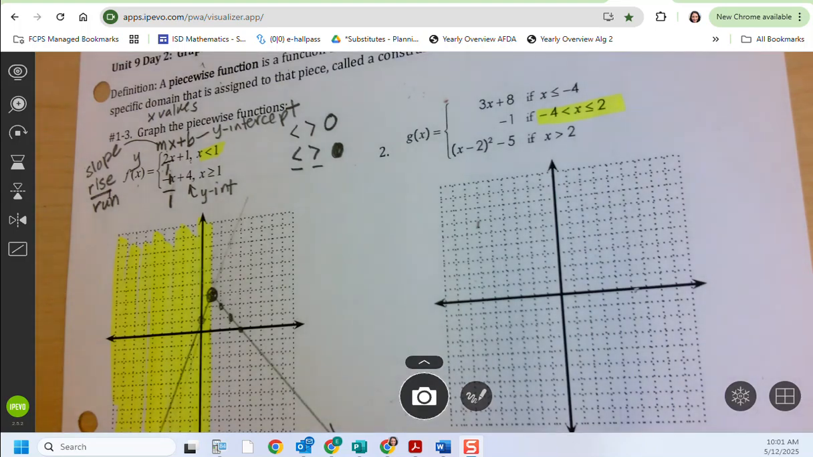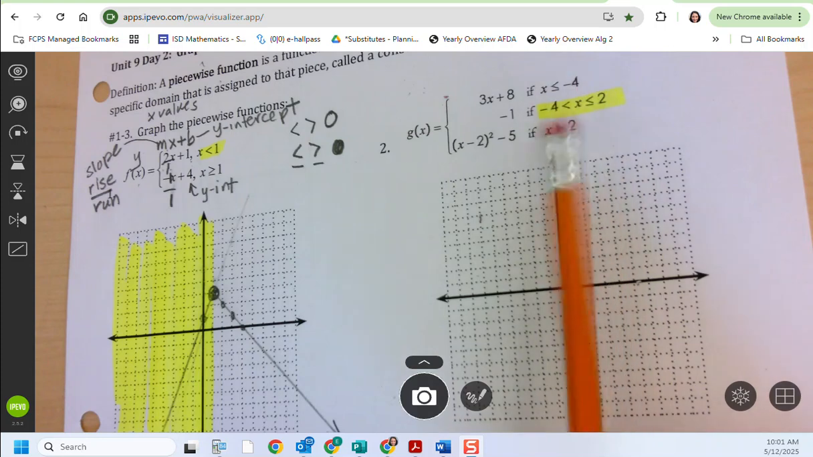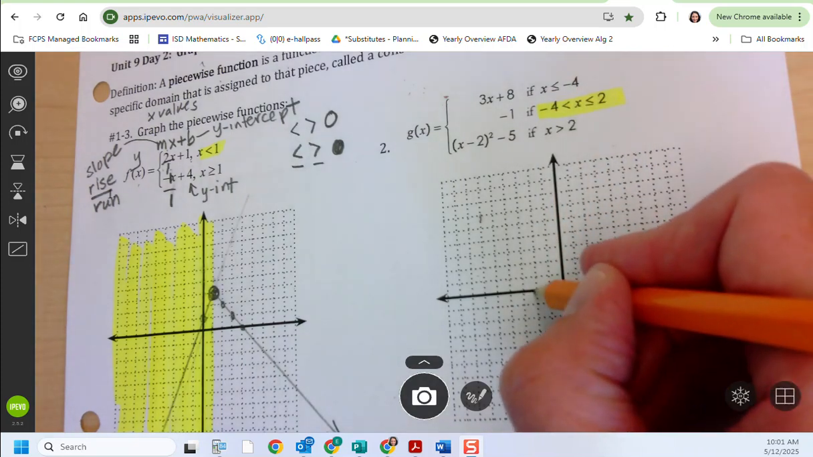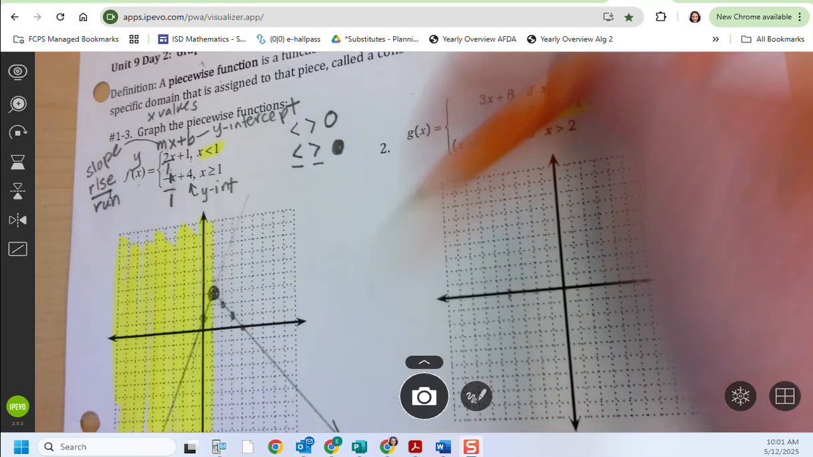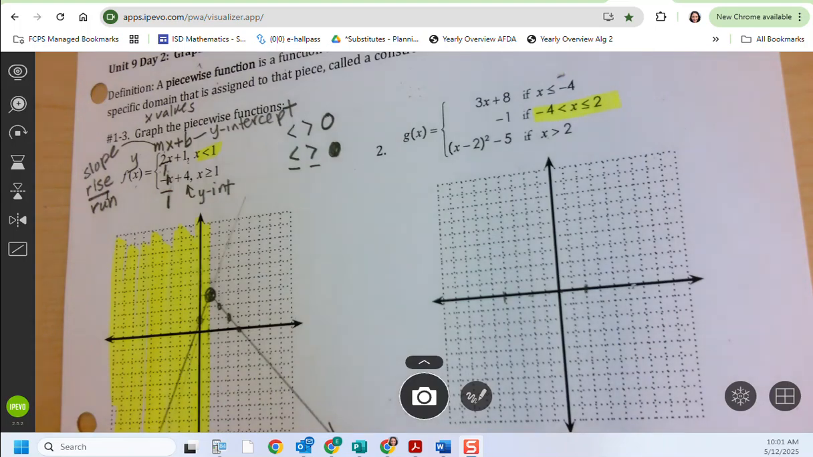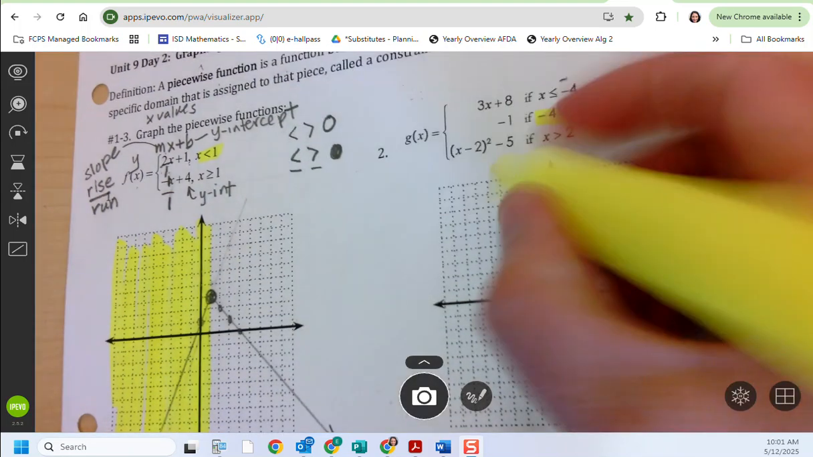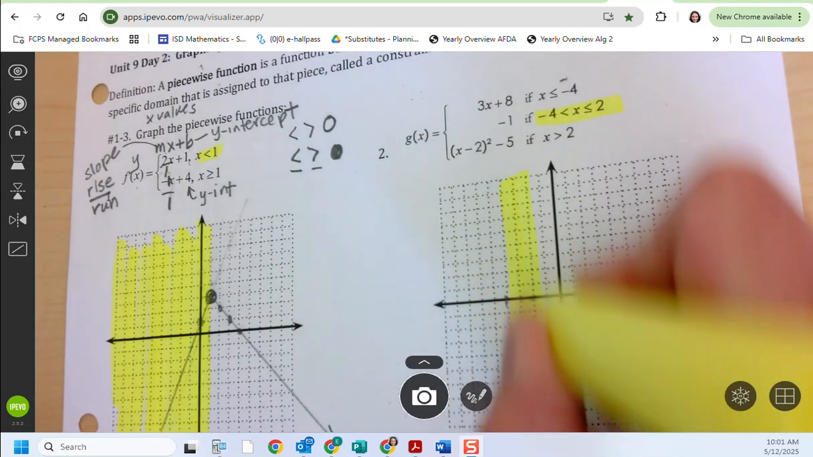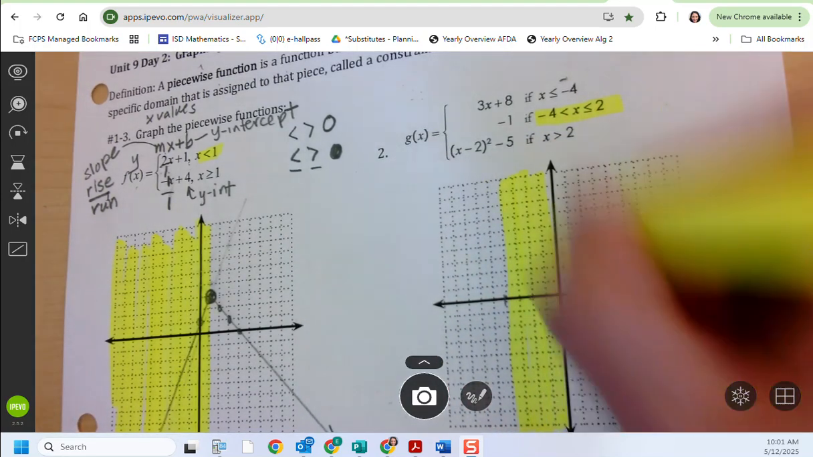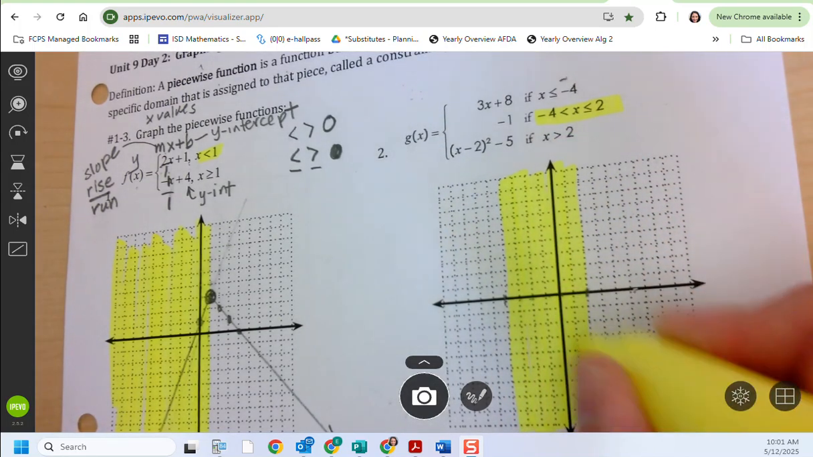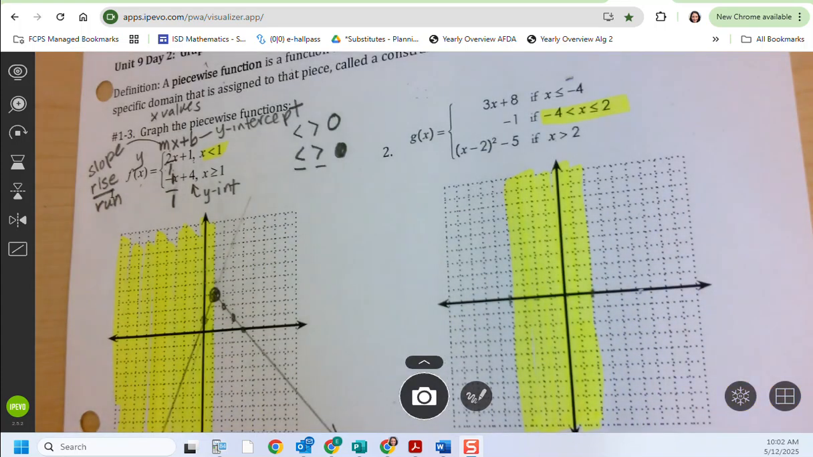All right, so I need the x's from negative 4 to 2 for the middle section. So I'm going to go back to where x is negative 4. 1, 2, 3, 4. And then I'm going to go up to where x is 2. And then I'm going to color in that middle section to help me focus on that one. And the reason I chose to color the middle section is because now I can see all 3 parts. It just minimized the amount of coloring I had to do. But like I said, if you want to, you can color all 3 sections different colors.